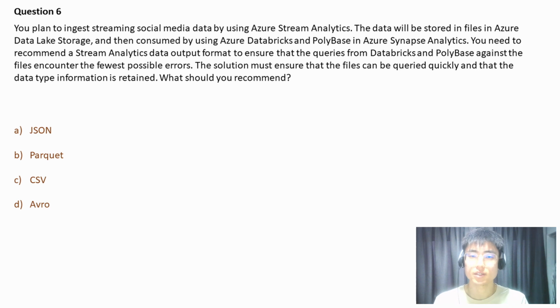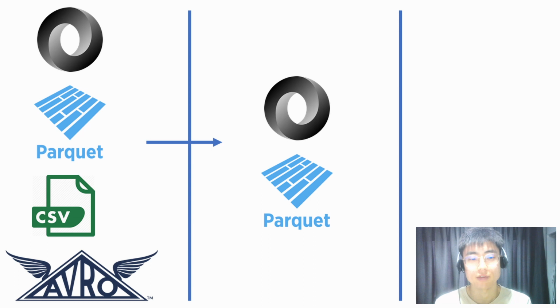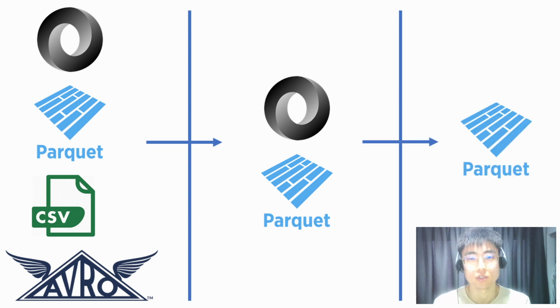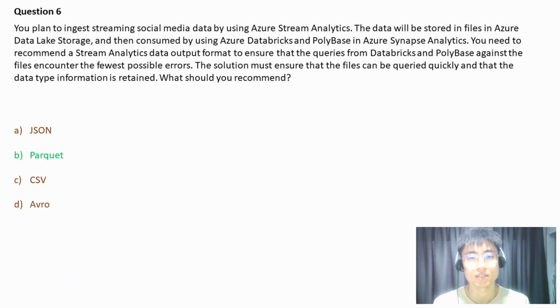With Databricks, any of the data formats in the options is compatible. However, with Polybase, there are only 2 options that are compatible. Those are JSON and Parquet. So we have narrowed down our options here. And the question also says the solution must ensure that the files can be queried quickly. And for that, we don't want to use JSON, we want to use Parquet. So the correct answer here is B, Parquet.